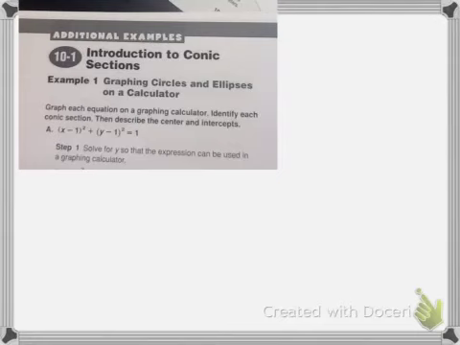So if you have your graphing calculator out, I want you to notice that example 1, and this should match the one in the book, is asking us to graph the equation on a graphing calculator, and we're going to identify which conic section it is, okay? Your choices are circle, ellipse.